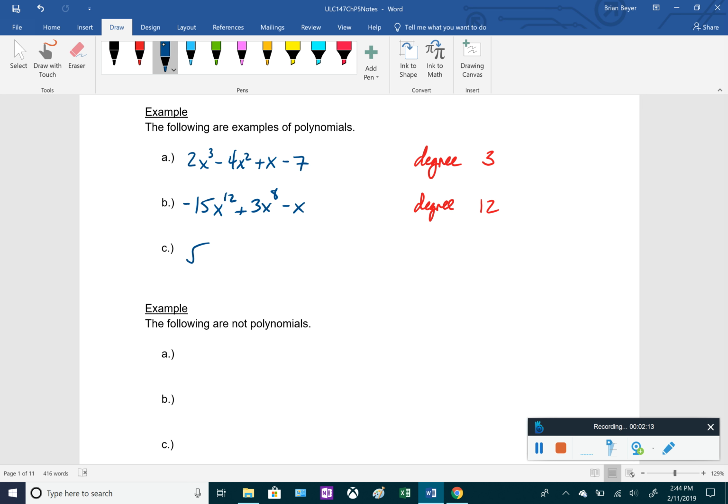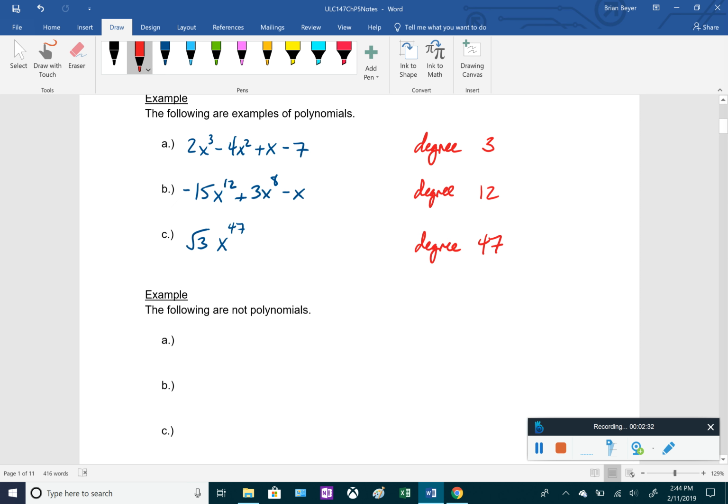And the last one here that I'll put is radical 3 times x to the 47th. So this is going to be a degree 47 polynomial, which is pretty large. There's only one term here, but that's okay. It's still a polynomial. Radical 3 is a real number, so that is also a polynomial.